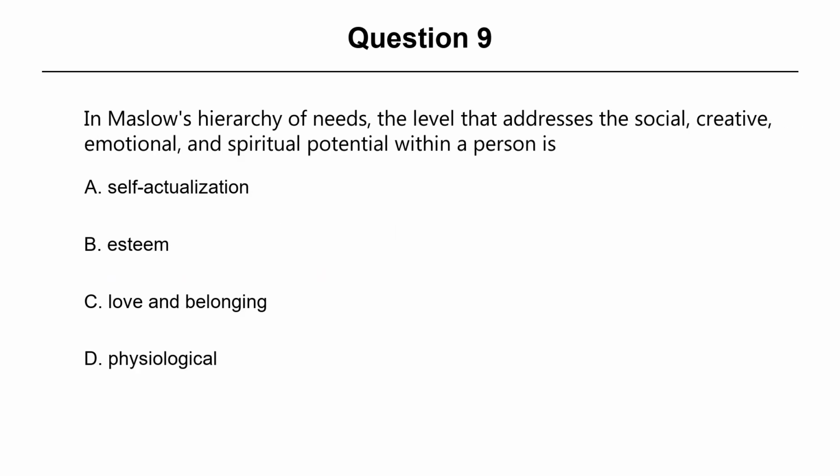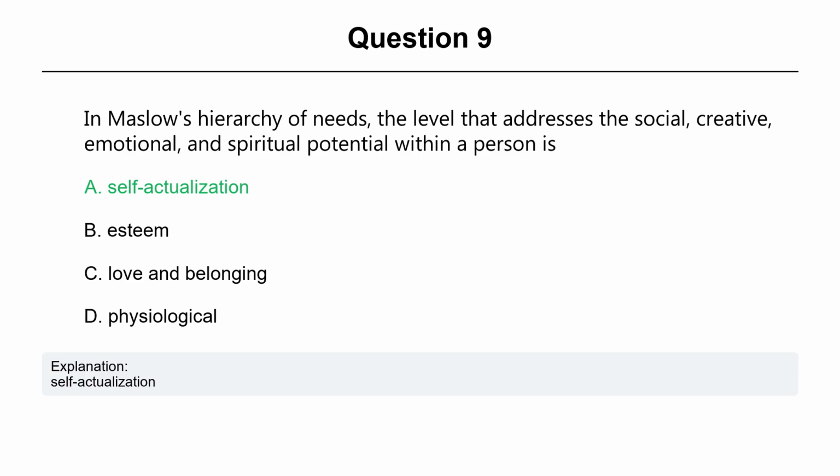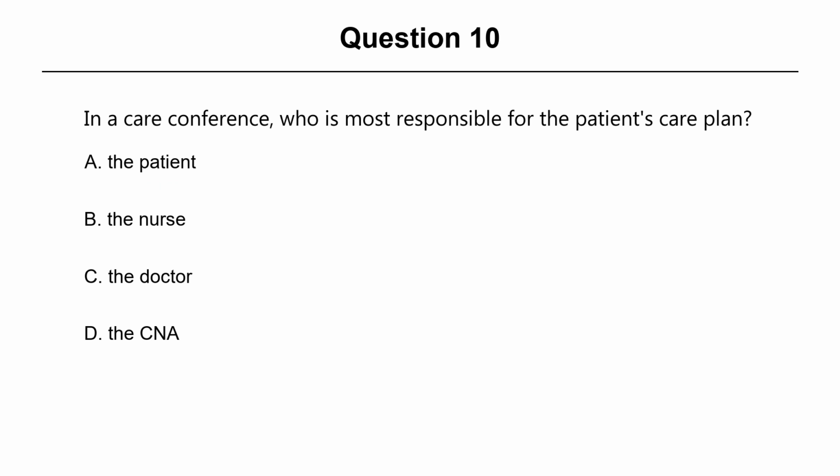Question 9. In Maslow's hierarchy of needs, the level that addresses the social, creative, emotional, and spiritual potential within a person is: Option A, self-actualization. Option B, esteem. Option C, love and belonging. Option D, physiological. The correct answer is option A, self-actualization.